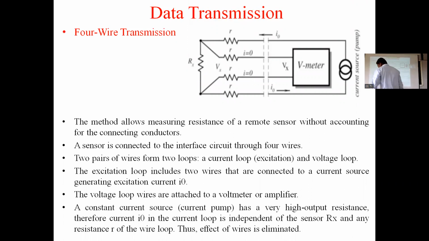Okay. Next type of data transmission is the four-wire transmission. Why is it called four-wire? Because there are four wires.